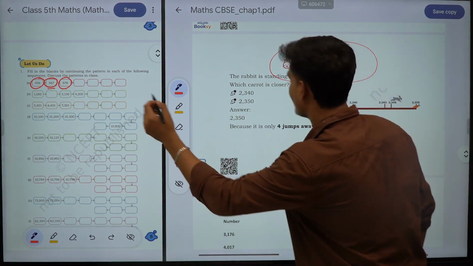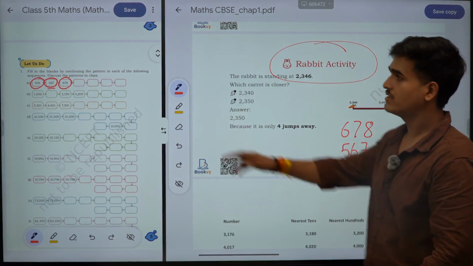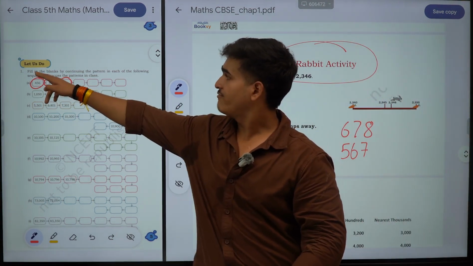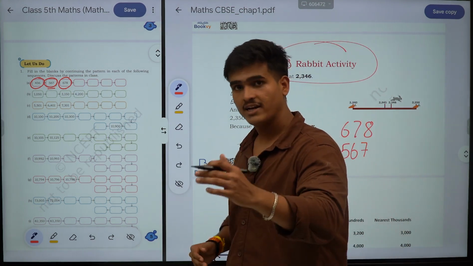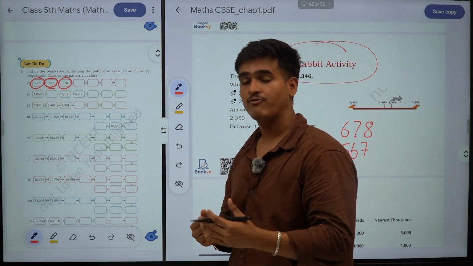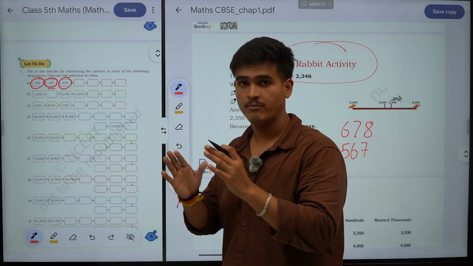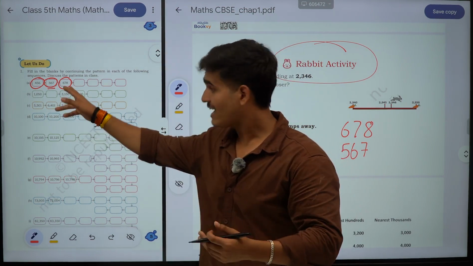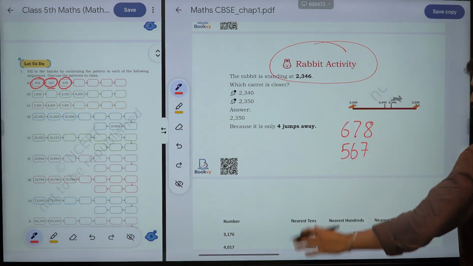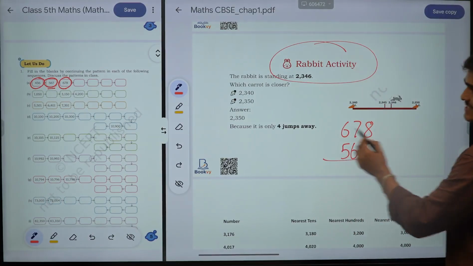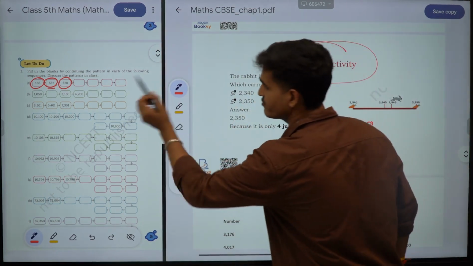What is the lower number? 567. Okay, sir, 567. If you read the question, it is simply written that fill in the blanks by continuing the pattern. We have to continue. So for continuing, for the next number, first we have to find out the difference. What's the actual difference between those numbers? So we'll add it to the last number, we will get a new number. Understood? Let me explain. You have written 678, our third number, which is the highest, and then the lower number, that is 567.